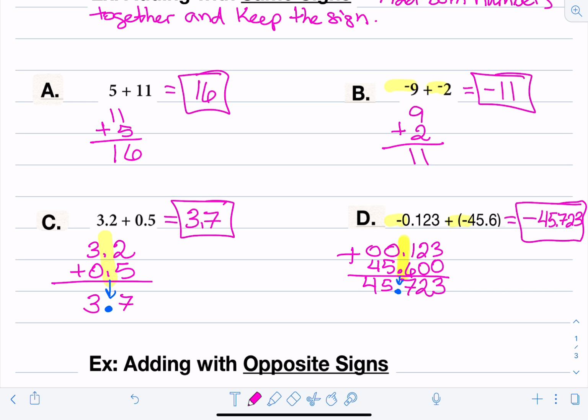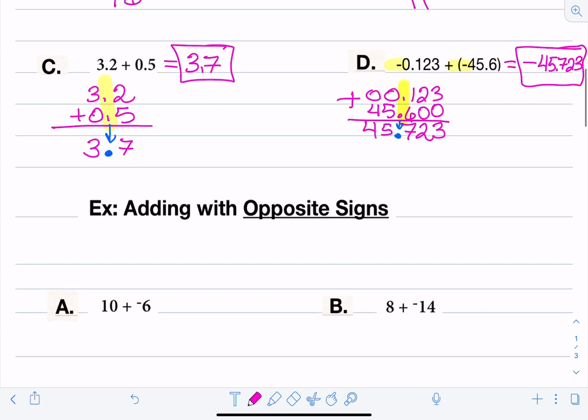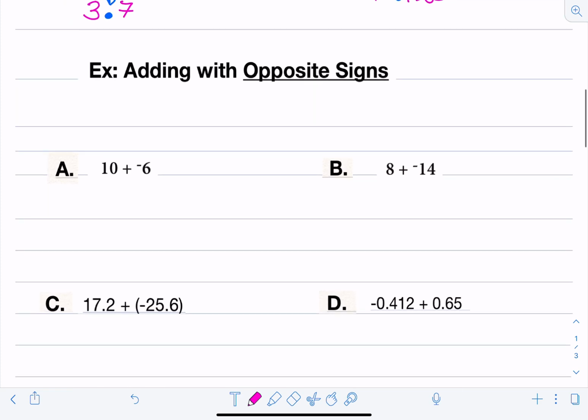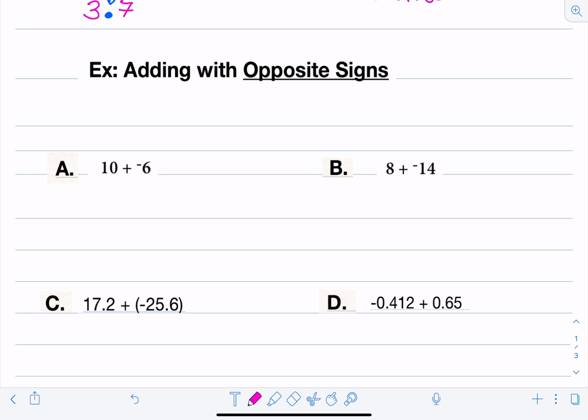But what happens when the numbers don't have the same sign? So, adding with opposite signs. The way this works is you have to determine which number's bigger, and whatever number's bigger, that's the sign you use. And then you just subtract the numbers.